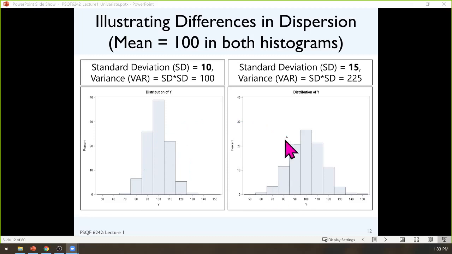Both of these distributions, though, are symmetric. There's a relatively equal number of cases on either side of the mean.